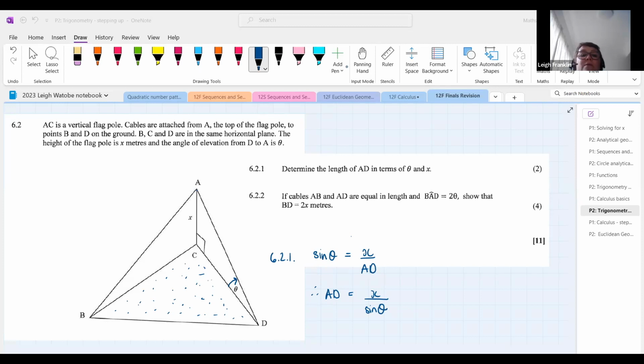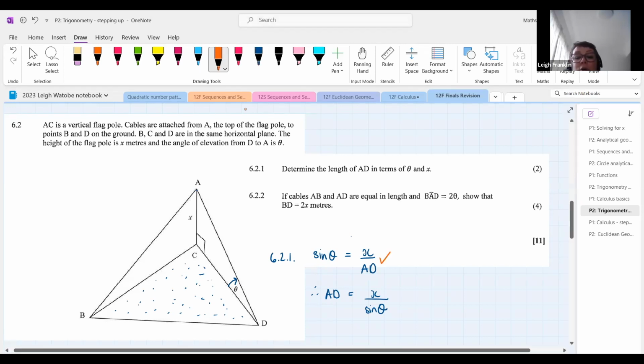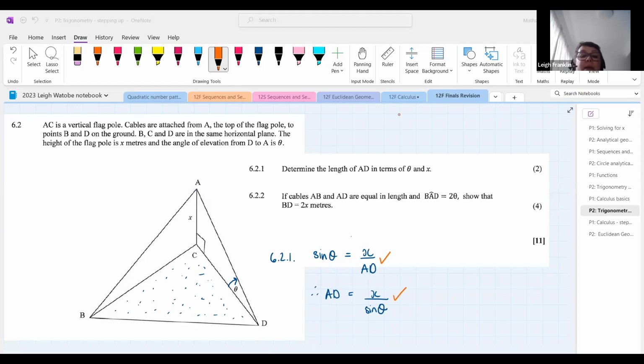Cool beans. Lovely. Well done. All right, so we're going to get a mark for subbing in and a mark for rearranging it. Lovely. Let's do the next one.